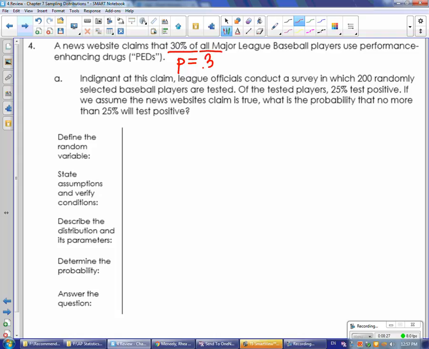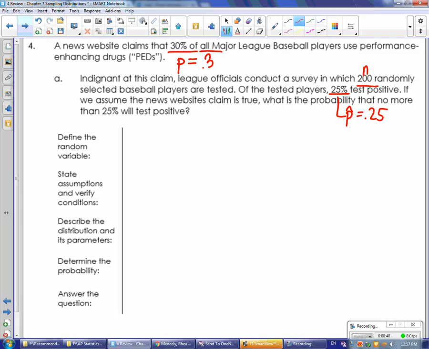In letter A, it says, indignant at this claim, league officials conduct a survey in which 200 randomly selected baseball players are tested. So this 200 corresponds to my N. Of those tested, 25% test positive. That 25%, since it's just referring to the sample, is going to be my p hat value.